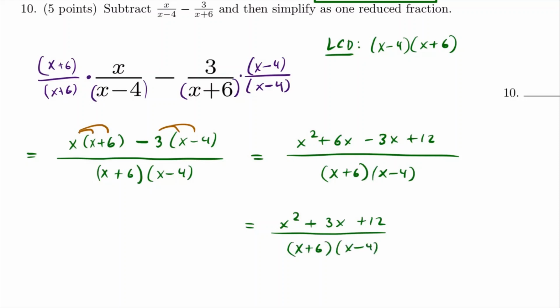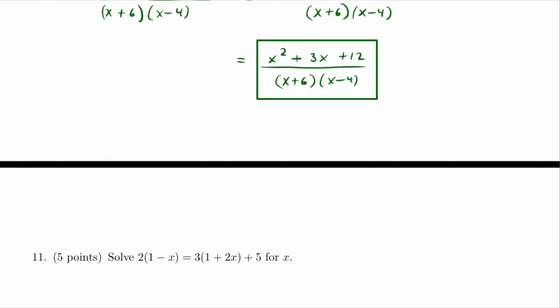Now you can try to factor this, but it wouldn't factor. So we can leave it right here. I believe it's not factorable. Okay, let's continue on to the next problem.